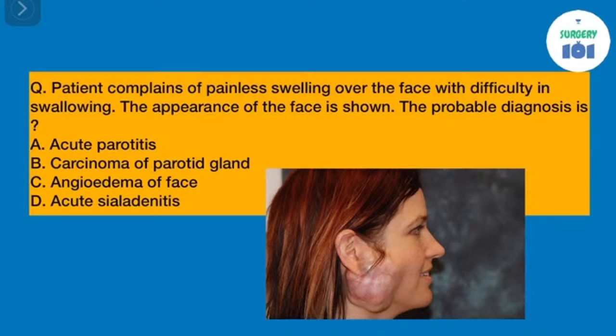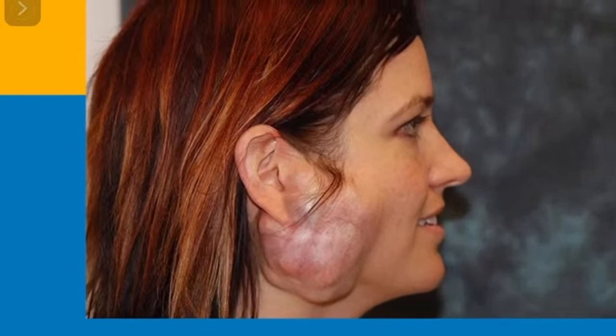So what do you think? What is the answer over here? If you say that the answer to this particular question is carcinoma of the parotid gland, you are absolutely correct. Because just look at this particular swelling. It is not a parotitis, right? It is not a parotitis. It is a kind of bosselated swelling, which is a tumor. It looks like a tumor.